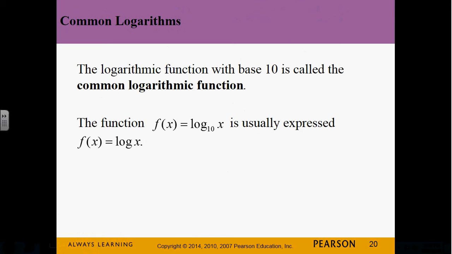So if you see a log without a base, it's base 10. We call it common log.